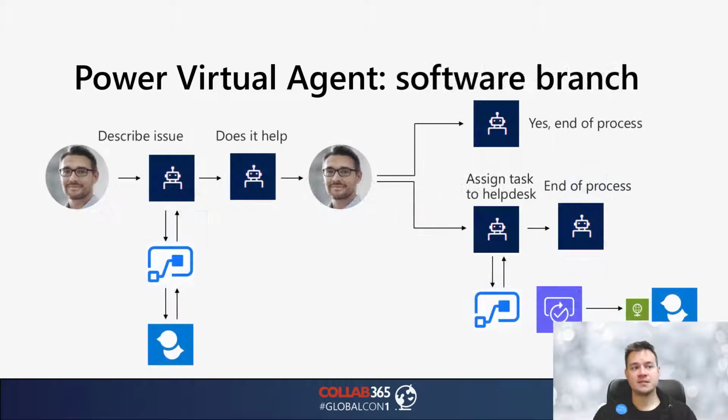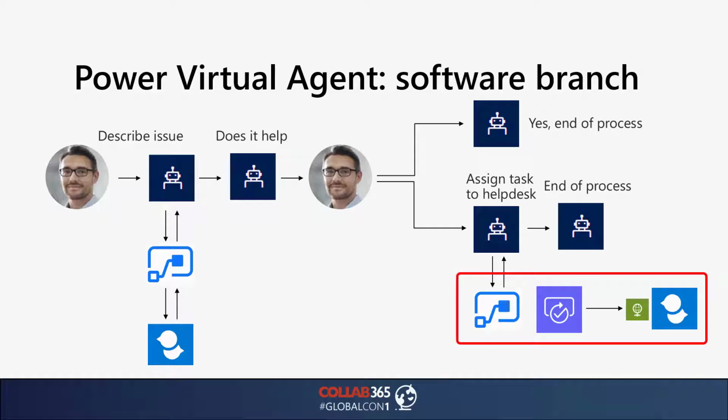Now, if that is a software issue, then what the bot is doing first is trying to query the Azure Q&A database, trying to find an answer to the question or to the issue that the employee wrote. And if there is no answer, or if the answer that was found is not very helpful, the user is being asked if that's okay. And then in case it's not, the bot is going to call Power Automate to assign a task to the human agent, so they can try to find an answer for the issue reported by the user.